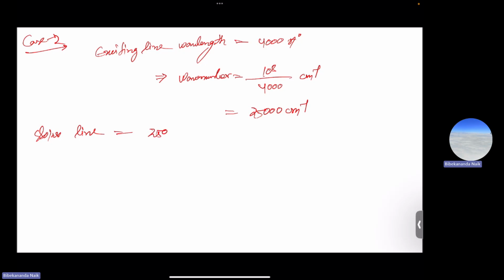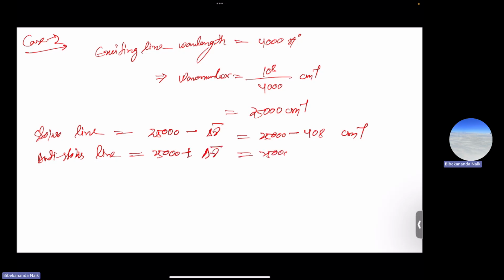So what will be the wave number for Stokes line? It will be 25000 minus the Raman shift, that is 25000 minus 408 centimeter inverse. And for anti-Stokes line, it will be 25000 plus delta nu prime, 25000 plus 408 centimeter inverse.